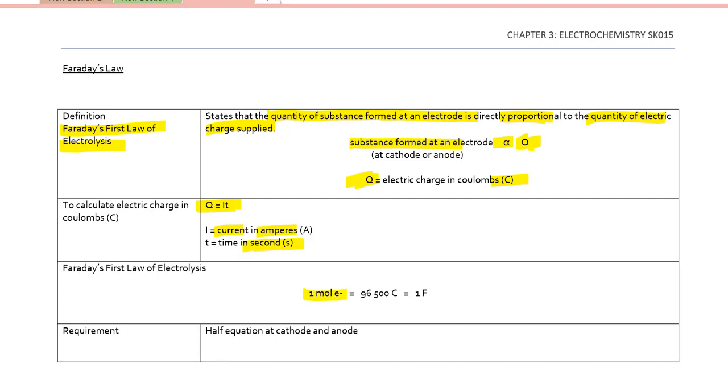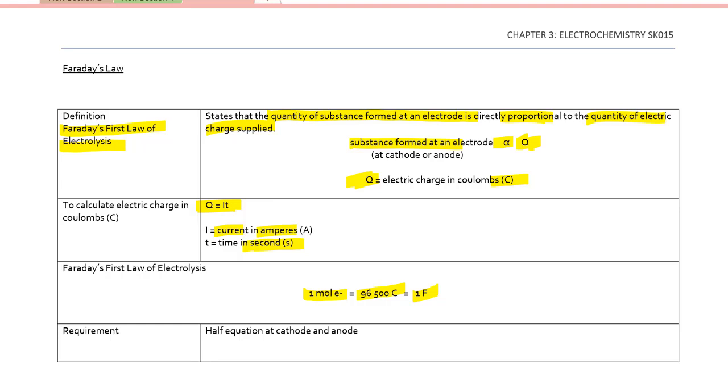So 1 mole of electrons will carry 96,500 coulomb. So 96,500 coulomb is equivalent to 1 Faraday. So when one mole of electrons moves, it will carry 96,500 coulomb of electric charge.